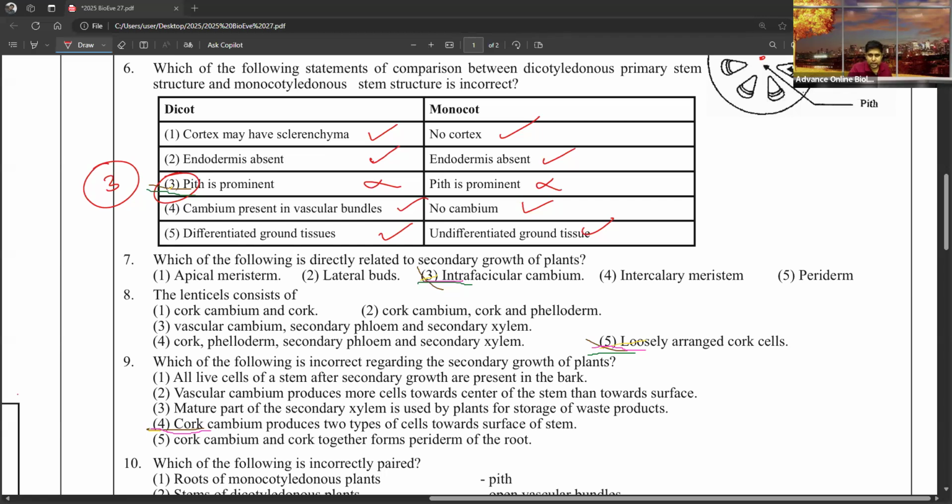Which of the following directly relates to secondary growth of plants? Apical meristem, primary growth, no. Lateral buds, no. Intrafascicular cambium, we'll take this as vascular cambium now, people. Vascular cambium. Intercalary meristem, no. Periderm, no.